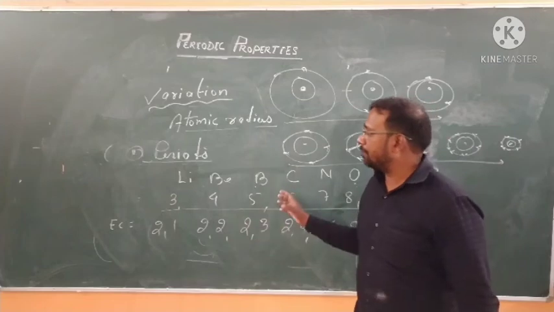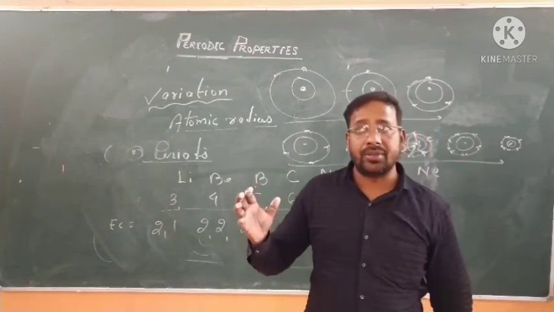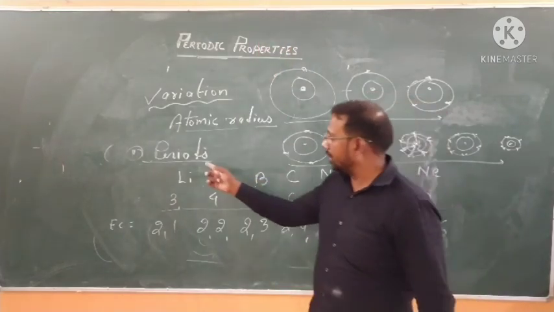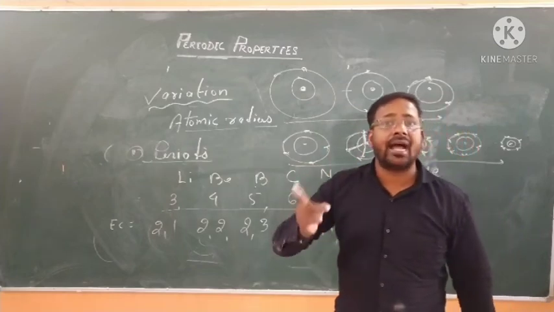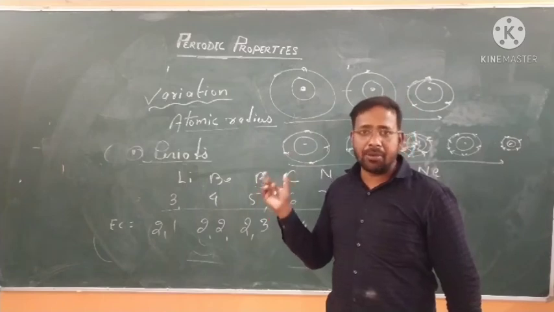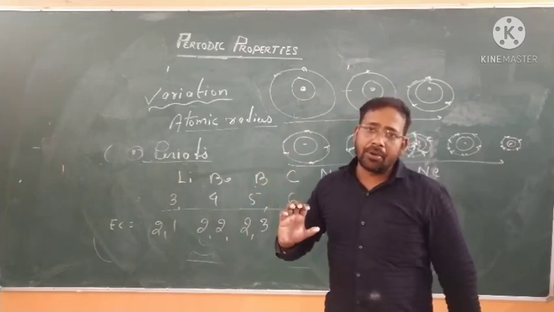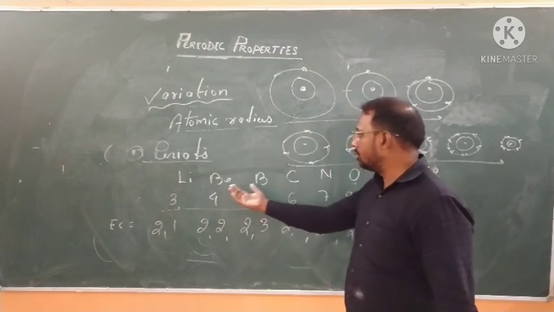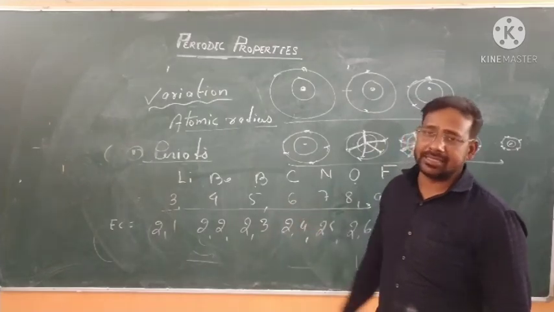So this is the concept of why atomic radius increases when we go from top to bottom in a group, and in the case of a period it is decreasing because of one reason: greater nuclear charge, and because they have the same number of shells. But the nuclear charge is increasing from one element to another, and because of that, size decreases.